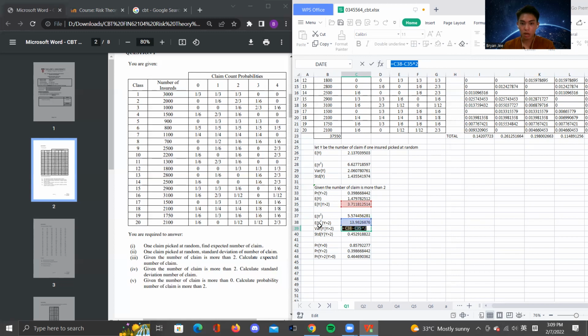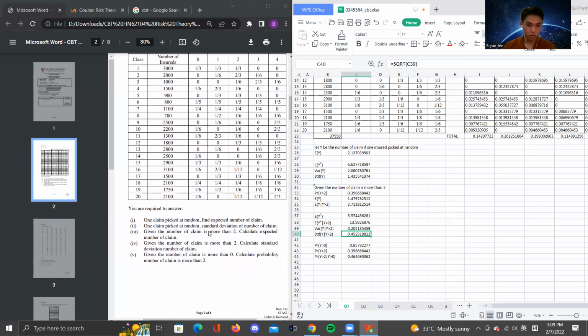Okay, so to find the variance, we can see the formula here. It's just the expected Y to the power of 2 given that Y is greater than 2, minus this, okay, to the power of 2. Okay, so we can see the answer is 0.20513, and then the standard deviation is just the square root of it. Okay, so we move on to the final question.